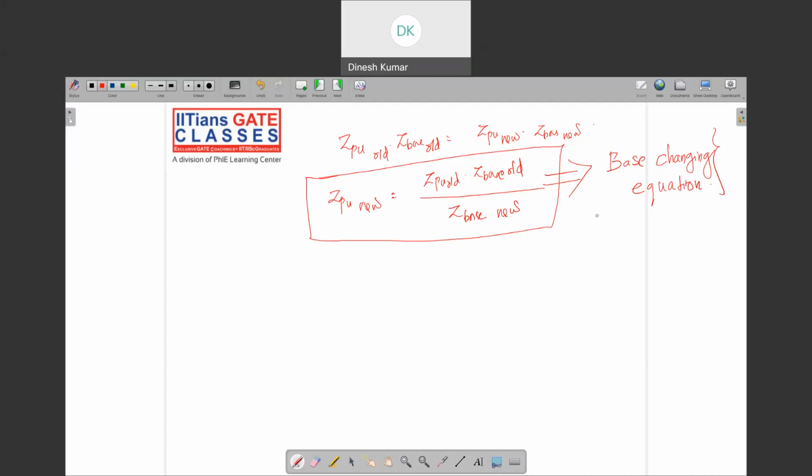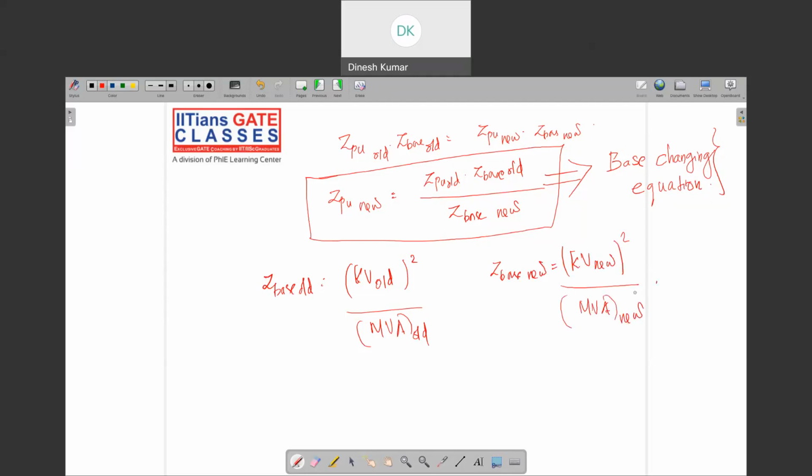Something known as the base changing equation. Okay, so you should remember this. Now we can write what is Z base old. That is kV old, the whole square divided by MVA old, right? So similarly, what is Z base new? That is kV new the whole square divided by MVA new, right? So if we substitute this together, what will be?